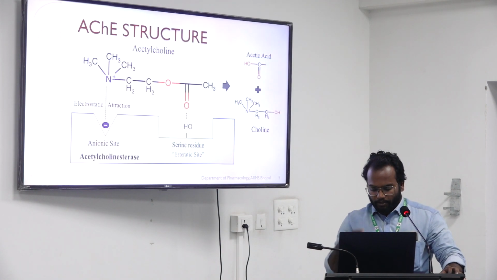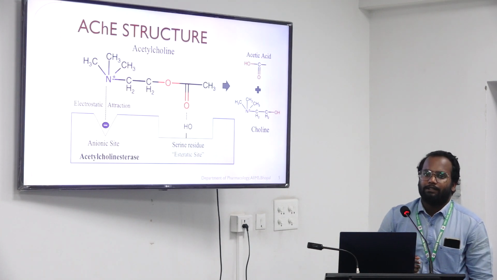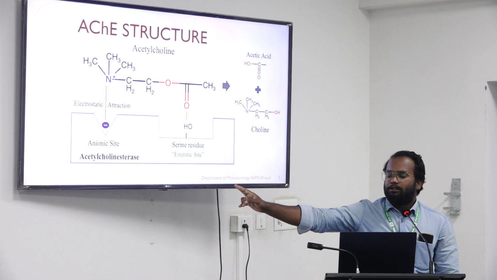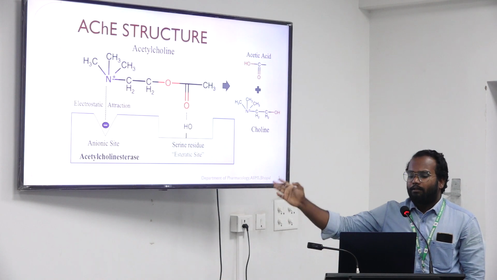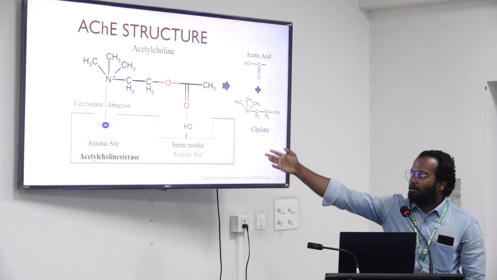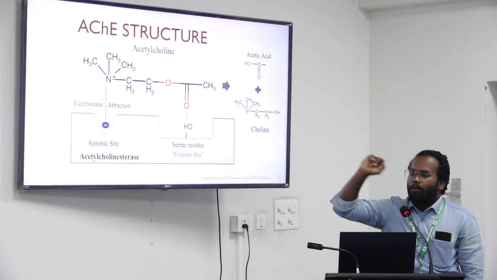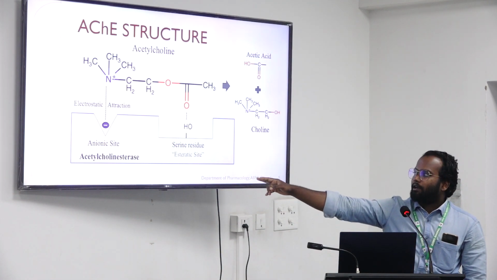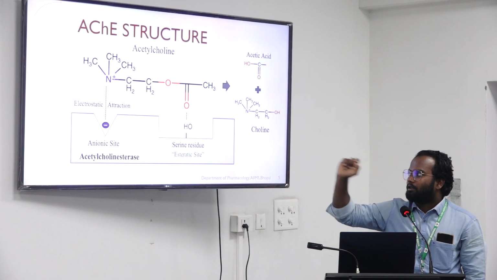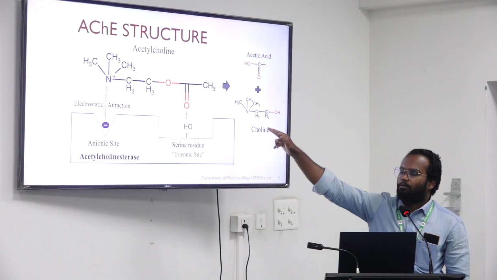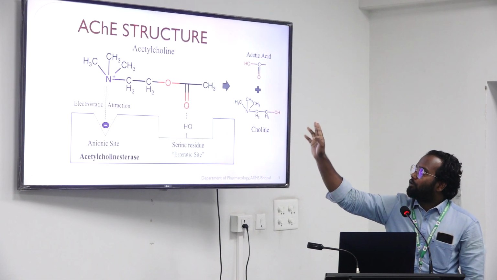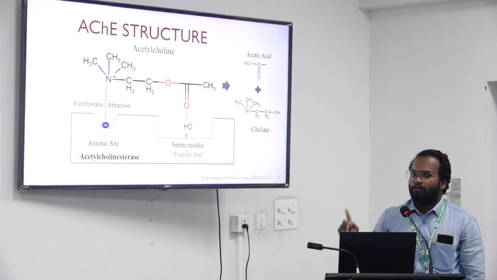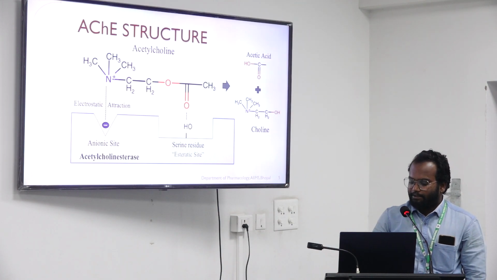Then moving on to the next, we can see the structure of the acetylcholinesterase enzyme, which has two sites: the anionic site and the esteratic site. In this slide itself, we can make out the metabolism of acetylcholine. As you can see, acetylcholine binds to both the esteratic site and the anionic site. The esteratic site takes care of the ester bond and hydrolyzes it, so it can split acetylcholine into two parts, acetic acid and choline. So this is the basic structure of the acetylcholinesterase enzyme.